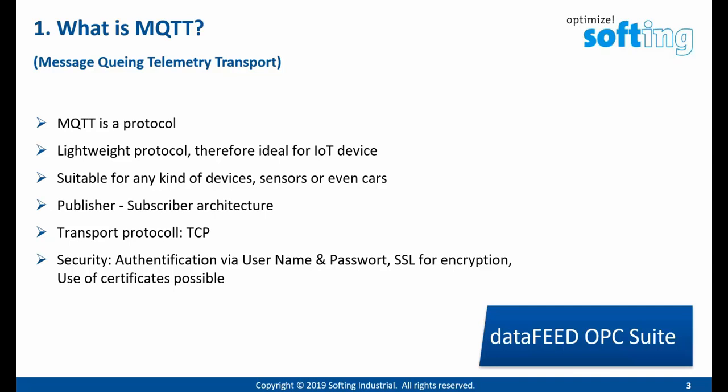The underlying architecture is publisher-subscriber. I will explain what that is on the next slide. The transport protocol which is used by MQTT is TCP, and a few words to the security. Authentication can be done via username and password or certificates, and of course we can also encrypt the data by using an SSL connection.